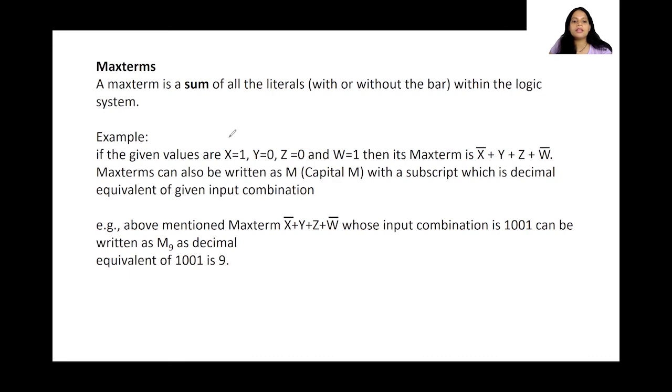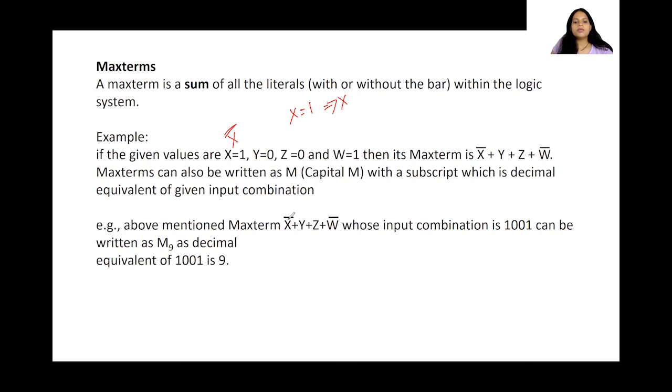Here for 1 we are considering x bar. So whenever the value of a literal is 1, then we are taking the barred notation, whereas in a min term, whenever x was 1, we would take it as x itself. So that is the difference. Max term can also be written as capital M with a subscript, which is the decimal equivalent of the given input combination. So see the example here, the above example itself.